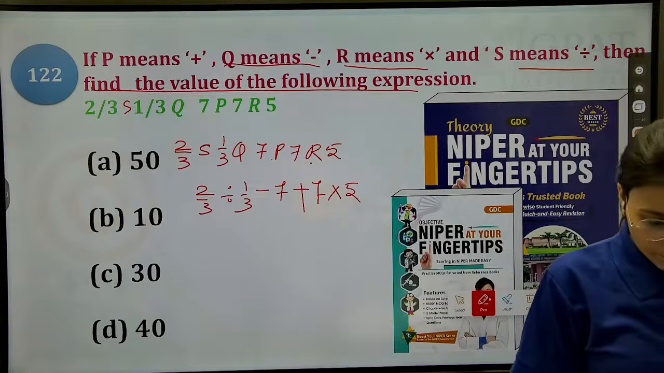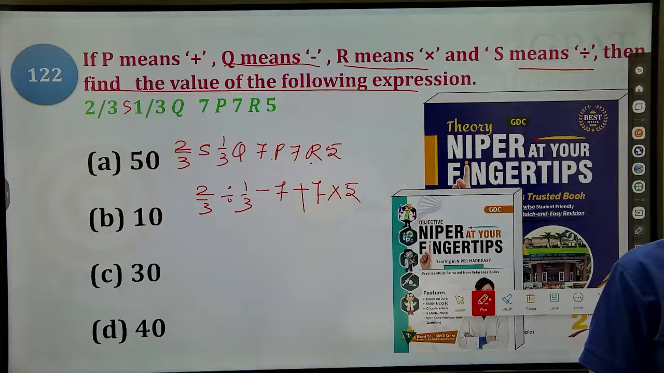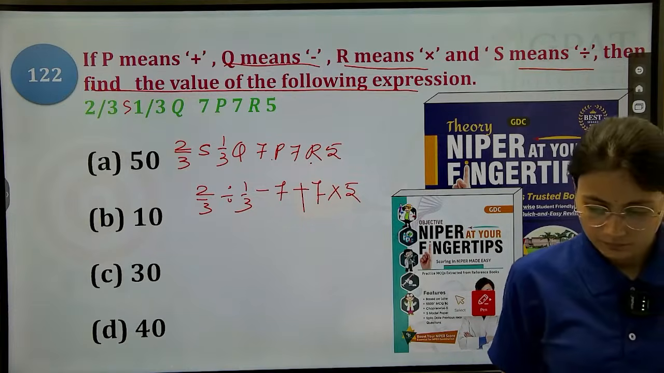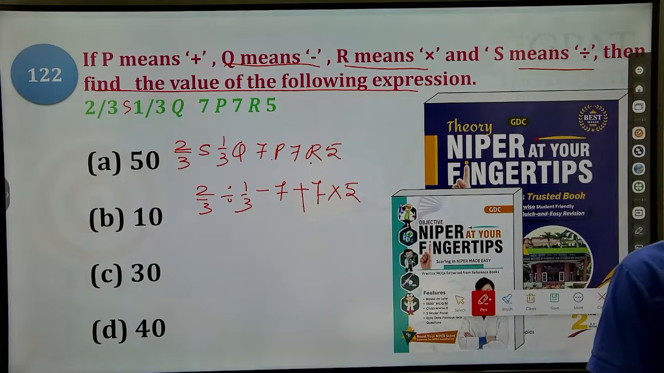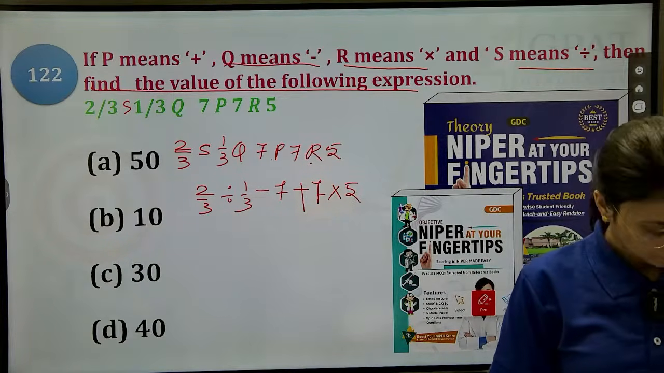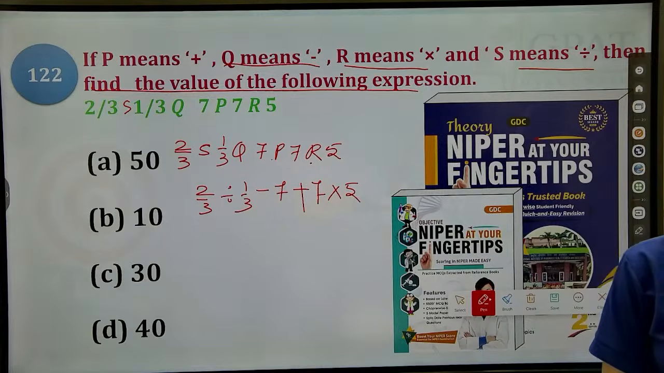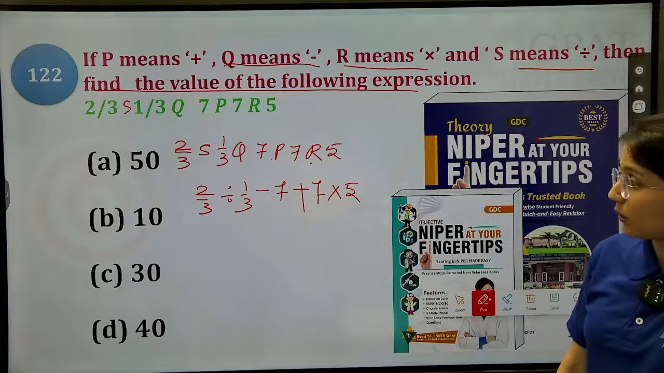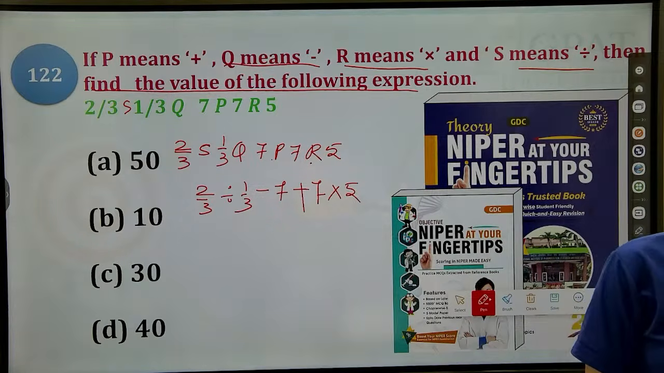Now what is the answer? Anyone? Answer is what? D. Vasundhara, option D. 40. Yes. Option D is correct. Check your answer once again. 40.